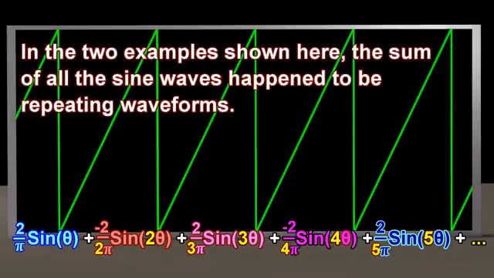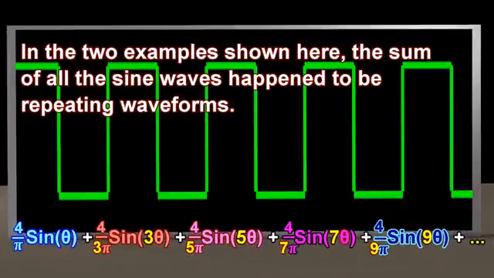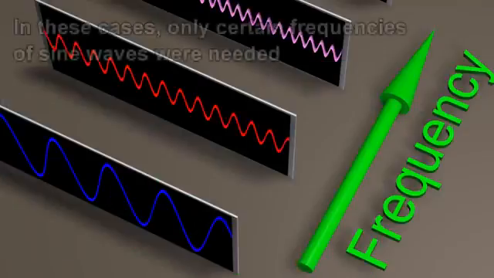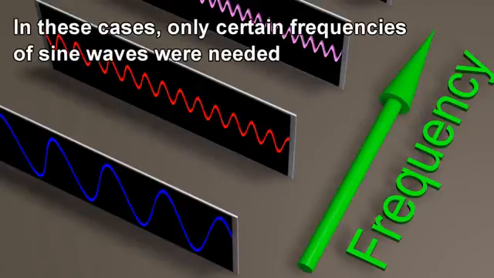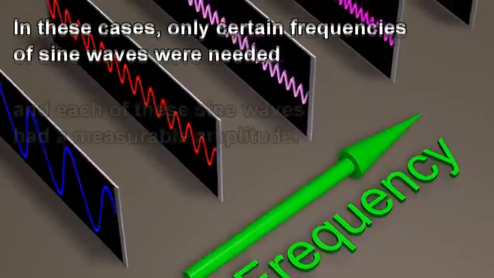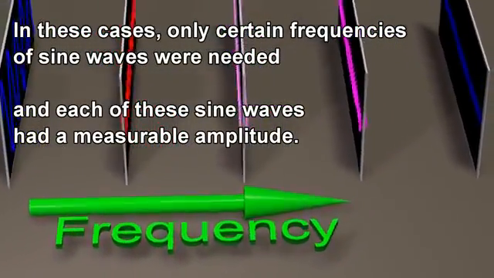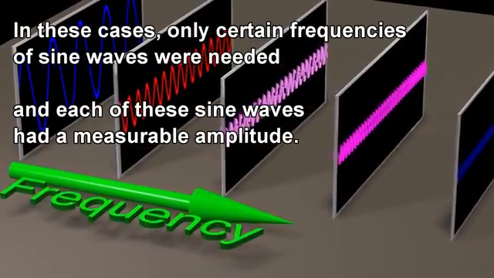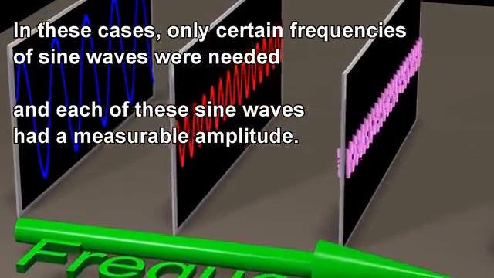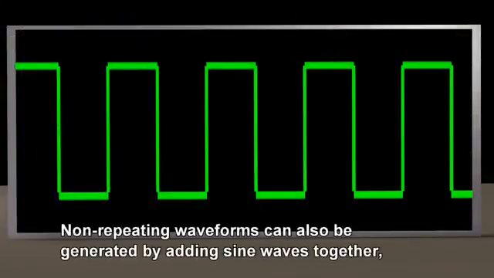In the two examples shown here, the sum of all the sine waves happened to be repeating waveforms. In these cases, only certain frequencies of sine waves were needed. And each of these sine waves had a measurable amplitude. Non-repeating waveforms can also be generated by adding sine waves together.